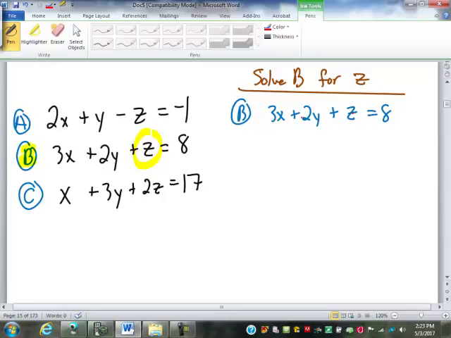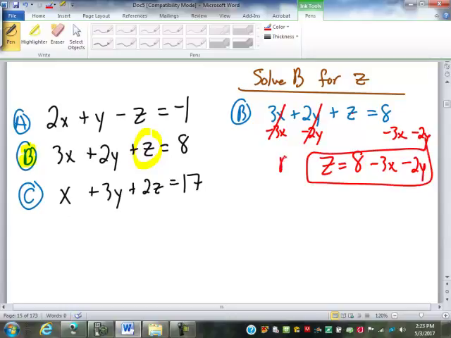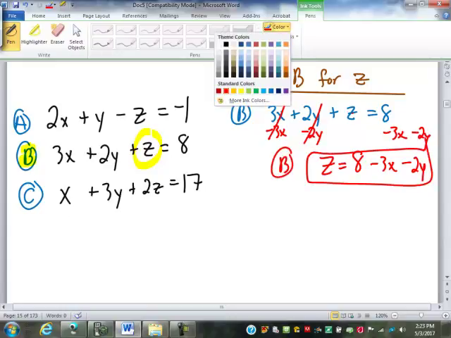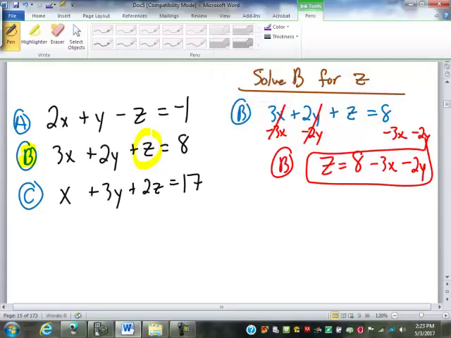I have to get rid of the 3x and the 2y, and they're both added. So I'm going to subtract 3x from both sides. And I'm going to subtract 2y from both sides. Just saving a step. So those are both gone, leaving me with z equals 8 minus 3x and minus 2y. So that's equation B after I rearranged it to be z equals. So now I've used equation B, I have to use the other two.